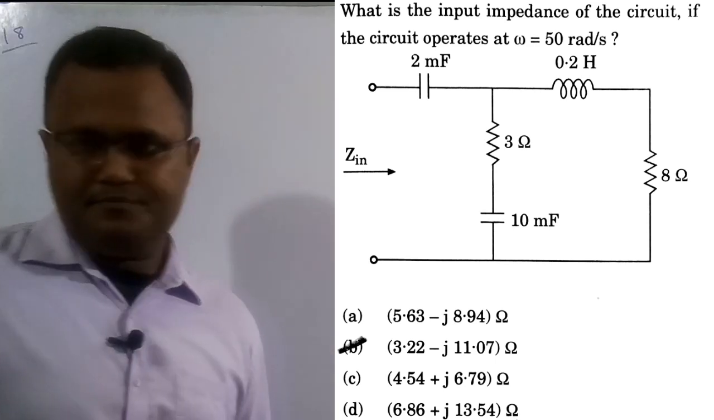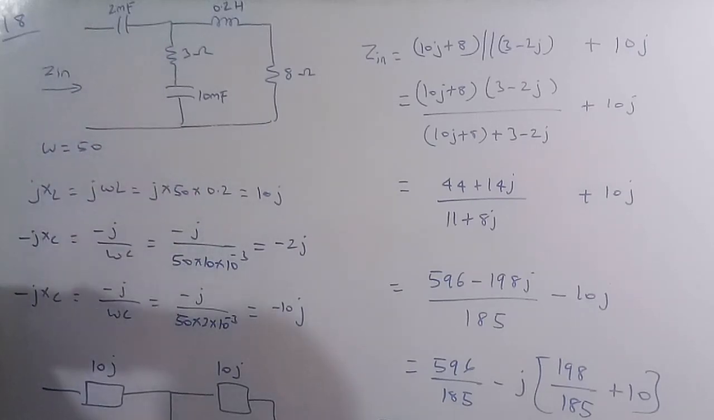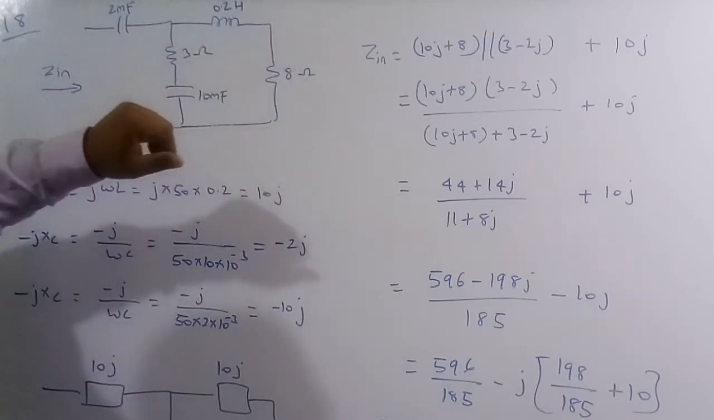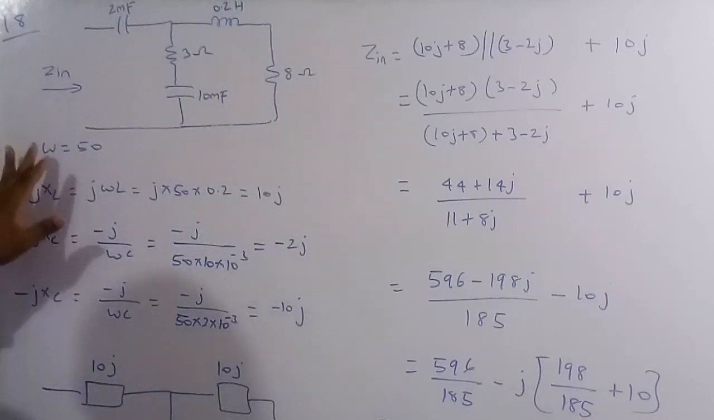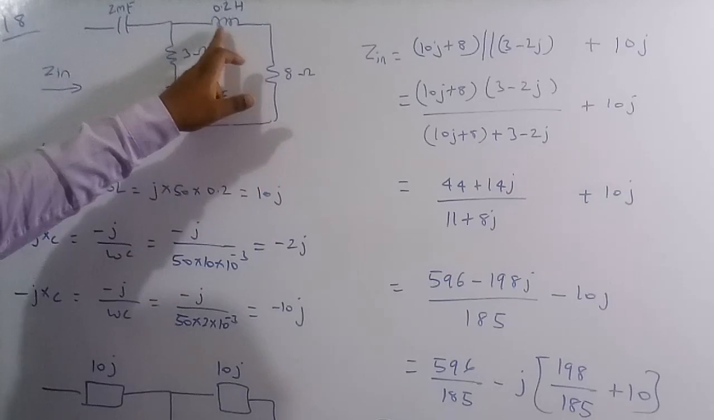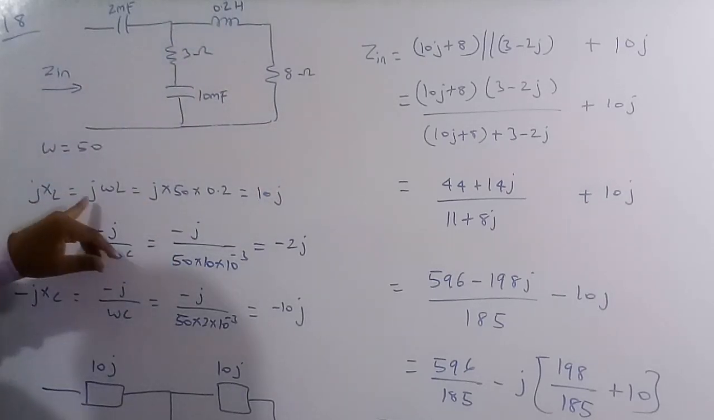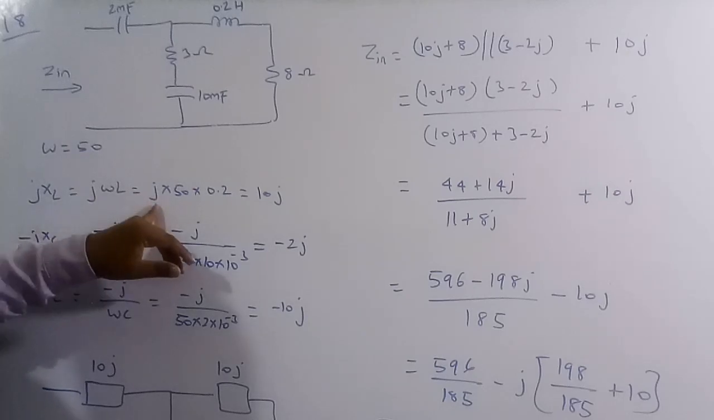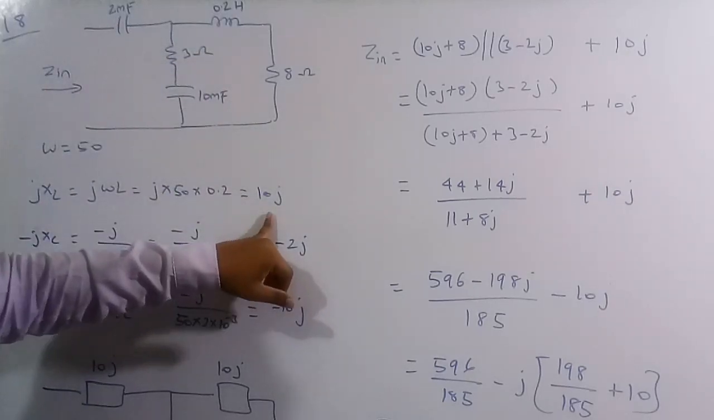So let's solve this numerical. This is a circuit. We have to find the overall impedance. Now I'm going to convert into reactance. They have given only the Henry and capacitor values, but we have to convert into reactance values. Omega is equal to 50 radians per second. The reactance of this 0.2 Henry is jXL, where XL is omega L. So j into 50 into 0.2 Henry. If you solve this, we get 10j.